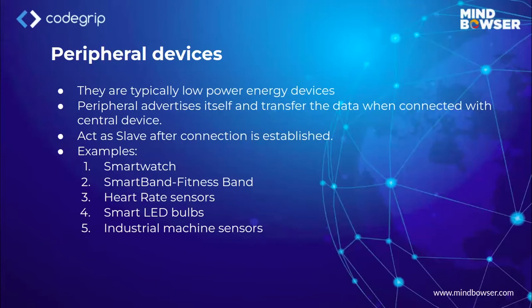The peripheral device advertises itself, and the advertisement contains the meaningful information which the peripheral device holds. After the connection is established with a central device, it acts as a slave, and only one peripheral device can connect with only one central device. If you want to change, you need to break the connection with the first central device, and then you can connect with other central devices. The peripheral devices are typically low power energy, so examples are a smartwatch, smart fitness band, heart rate sensors, smart LED bulbs, and industrial machine sensors.